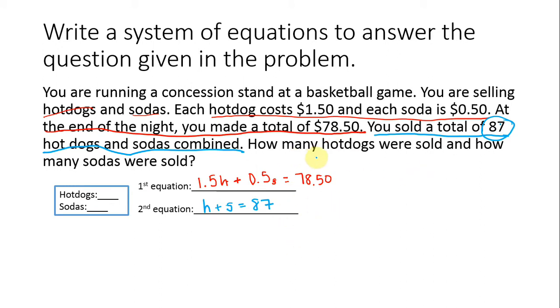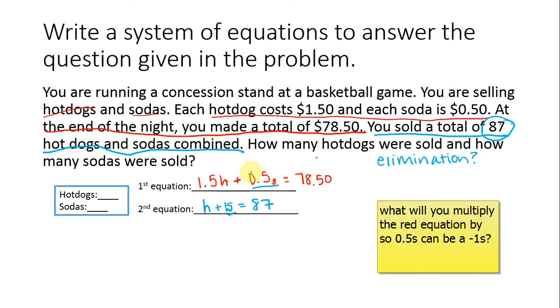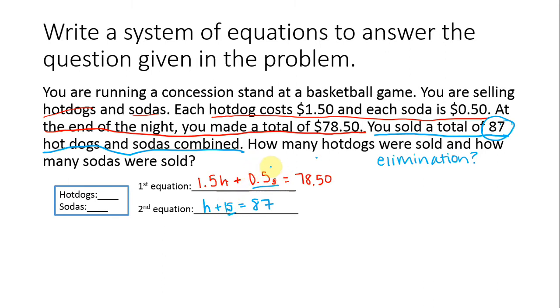So that's where that came from. Now we want to know how many hot dogs were sold and how many sodas were sold. So now we'll solve this system of equations. First step, we need to decide the variable that I want to get rid of. And here, it's going to be easiest for me to get rid of my S's. Here I have 1 S, here I have 0.5 S's. I want this to be a negative 1S so that it can cancel with this. So I'm going to multiply this first equation by negative 2.